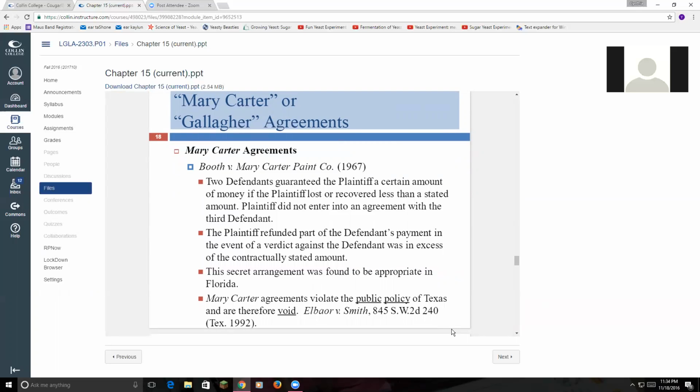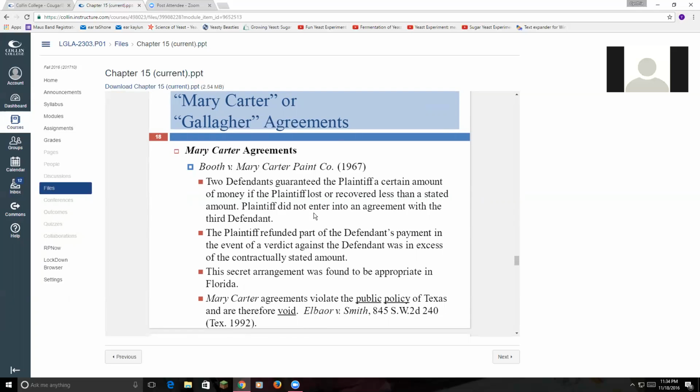That's not true everywhere in the United States. You will see places that do permit Mary Carter agreements. So it's not a completely closed door, but therefore it's good to know, and it's a common term you'll hear people use, so it's good for you to be aware of what the term means.